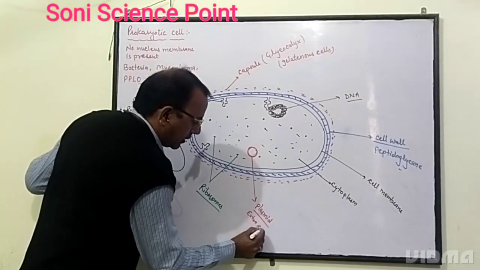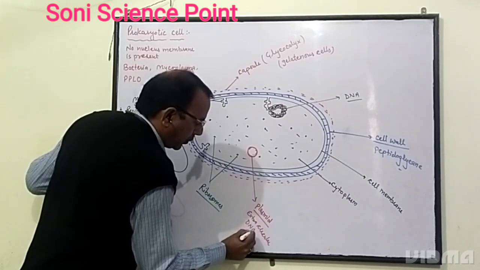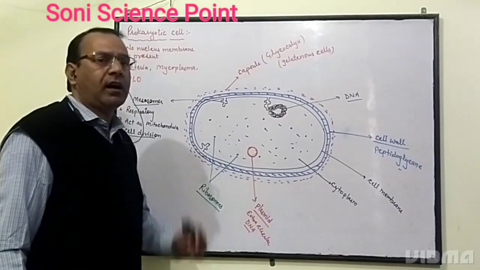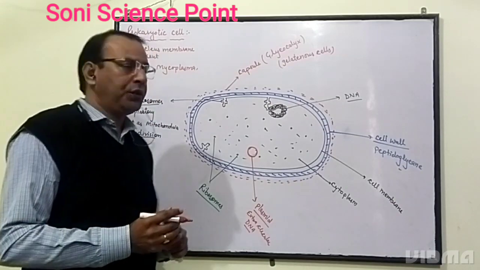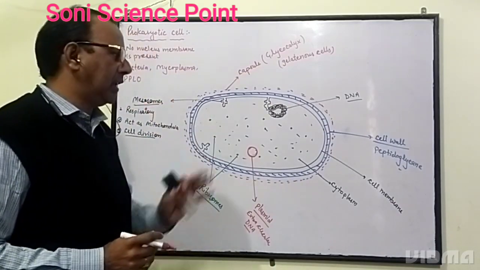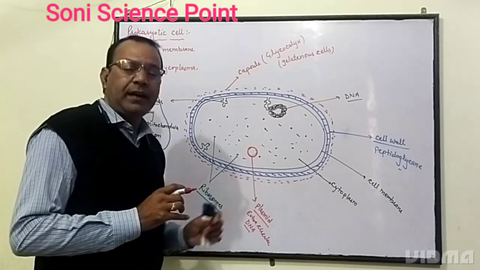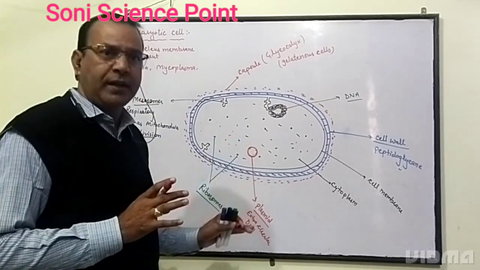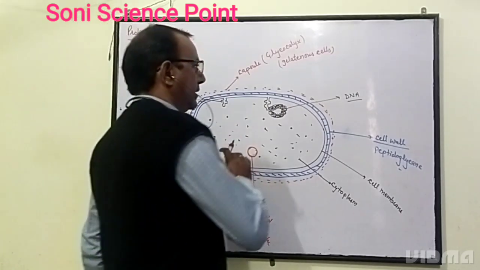Extra circular DNA. If some prokaryotic cell contains extra circular DNA, that is called a plasmid. On the basis of plasmid, we categorize the prokaryotic cell in two types. Donor cell, which means the male cell. Or if the plasmid is not present, then that is called a recipient cell, which means female.